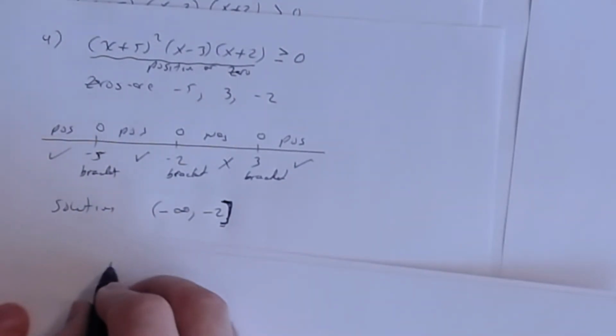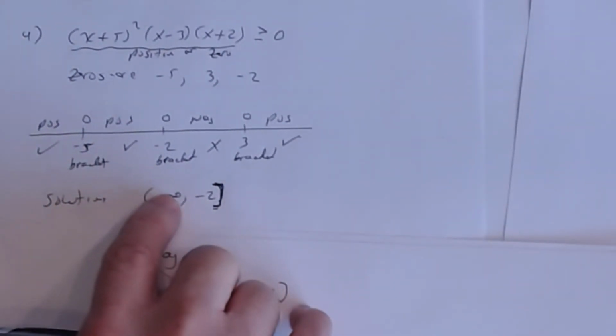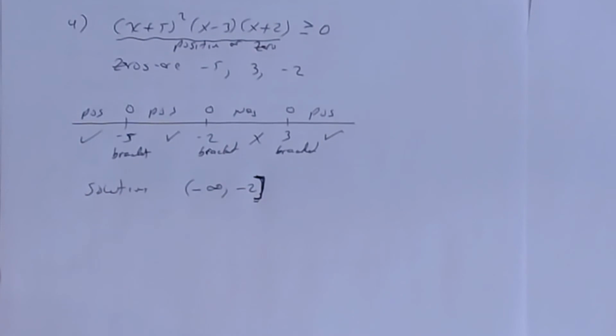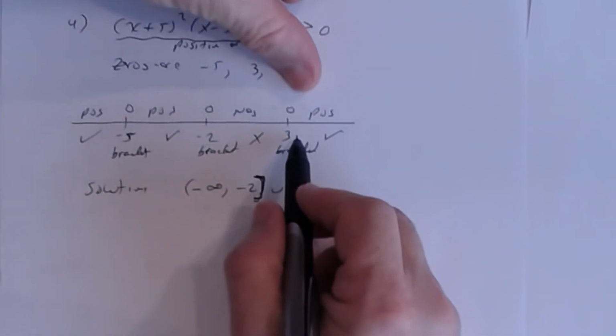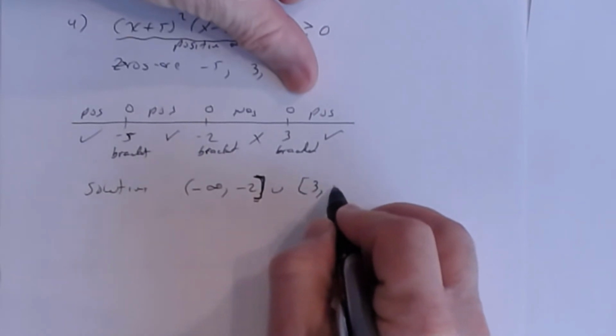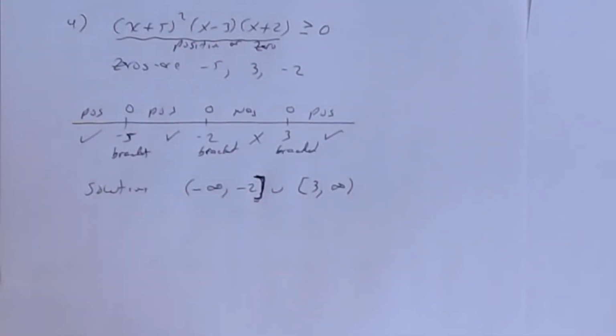Do not write it like this. Don't write this as, let me go ahead and put it here, negative infinity to negative 5 bracket, union, bracket negative 5 to negative 2 bracket. Don't say that. You need to recognize that this is this. You must say this. Okay? All right. And then you're going to say union, and then the next solution is from bracket 3 to infinity. All right, so that's how those two differ.